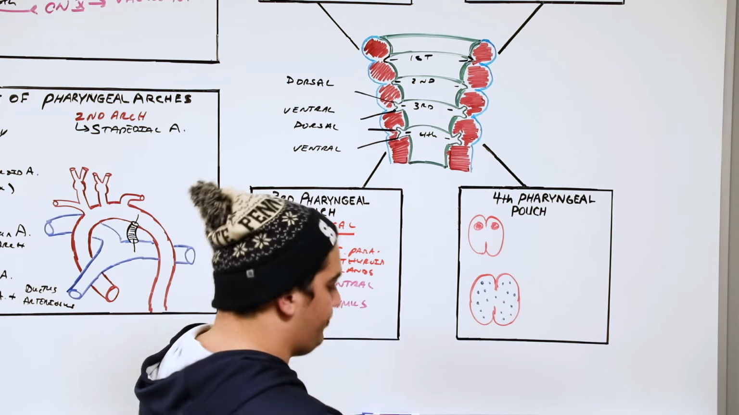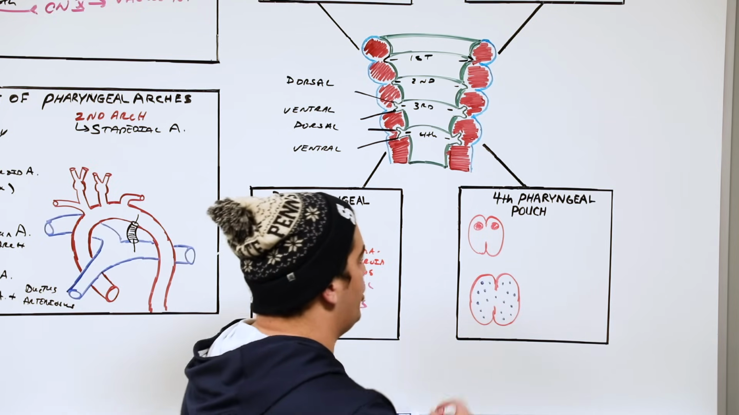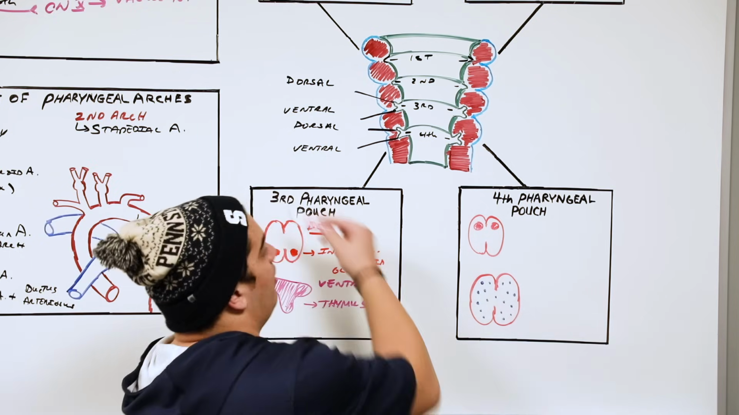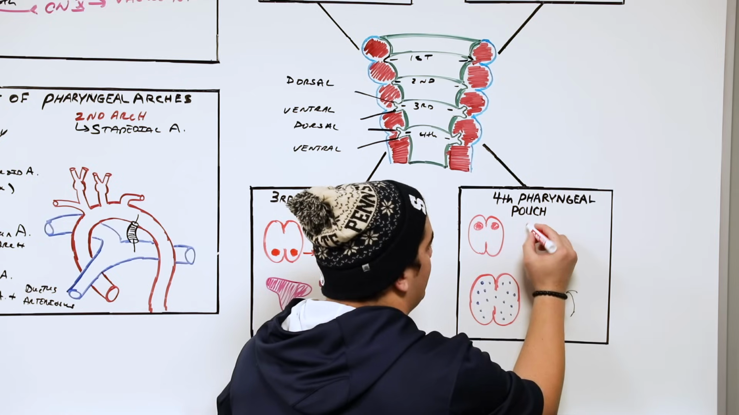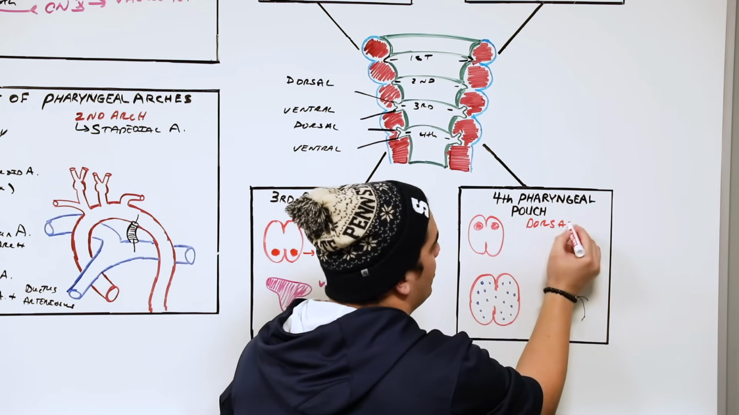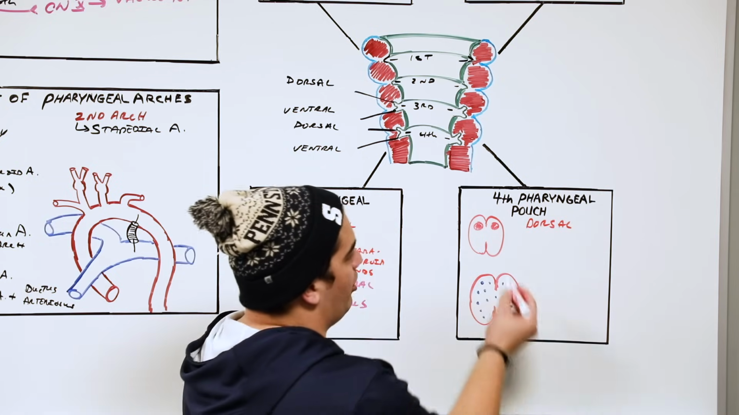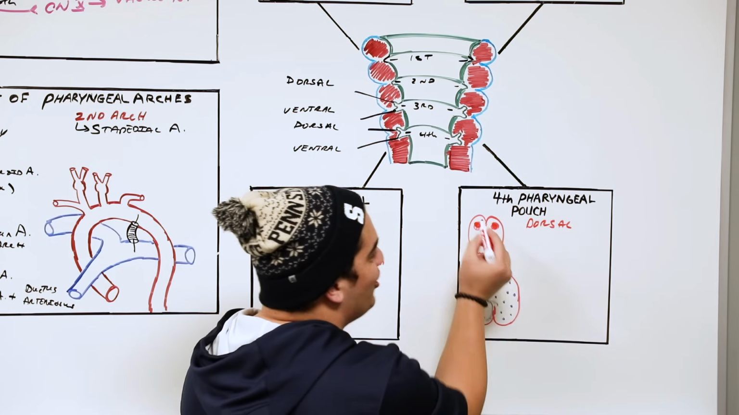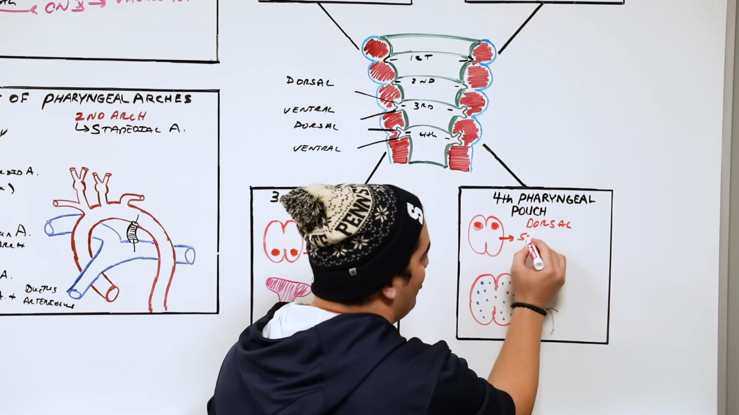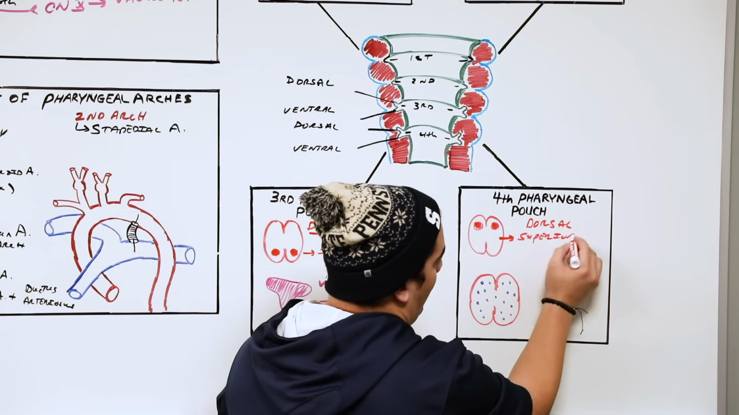Let's go into the last one here. And the last one here is your fourth pharyngeal pouch. And again, we got the dorsal and the ventral. Thankfully, science has kept this nice and simple for us. The fourth dorsal pharyngeal pouch becomes the superior parathyroid glands, right? So the superior parathyroid glands.